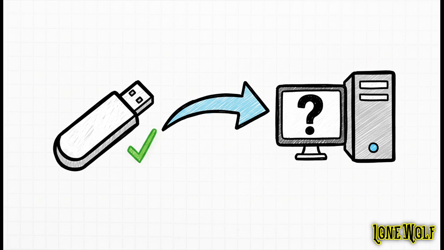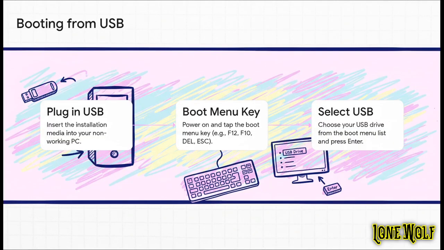Awesome. Now it's time to put that toolkit to work on our patient, the computer that's been giving us all this grief. Go ahead and plug that USB drive into your non-working PC. Now here's the key part. Power it on and immediately start tapping the boot menu key. It's usually F12, F10, or the escape key. Your screen should flash a little message telling you which one it is. Don't worry if you miss it the first time, just restart and try again.